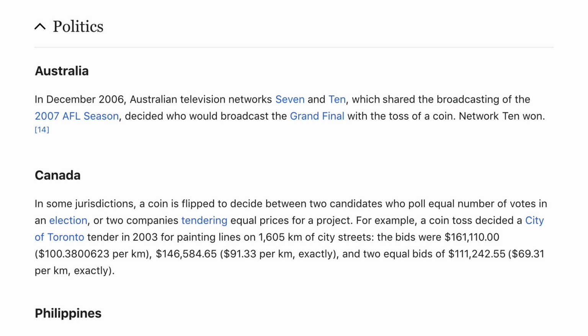Network 10 won. Canada. In some jurisdictions, a coin is flipped to decide between two candidates who poll an equal number of votes in an election, or two companies tendering equal prices for a project. For example, a coin toss decided a City of Toronto tender in 2003 for painting lines on 1,605 kilometers of city streets. The bids were $161,110, $100.3800623 per kilometer, $146,584.65, $91.33 per kilometer exactly, and two equal bids of $111,242.55, $69.31 per kilometer exactly.